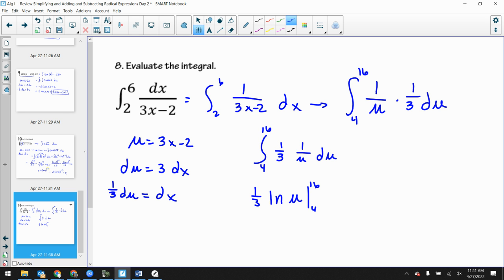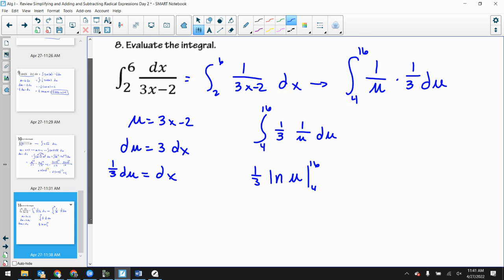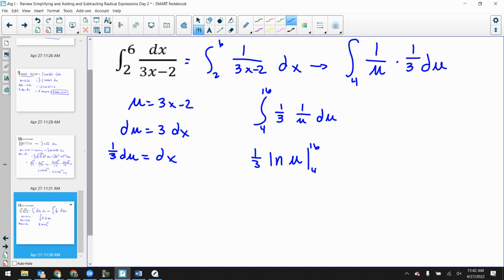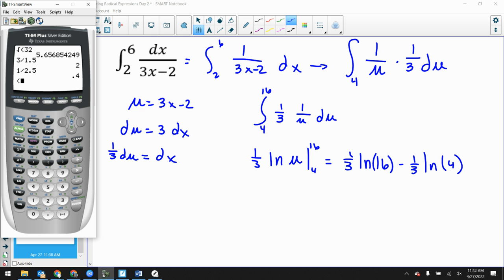Do I even need the absolute value parts of the symbol? No, because this is 4 and 16. I'm not going to have any negatives, so it does not matter. What if it did? Then do the absolute value. There you go. 1/3 ln of 16 minus 1/3 of ln of 4. Let's just plug that all in our calculator.